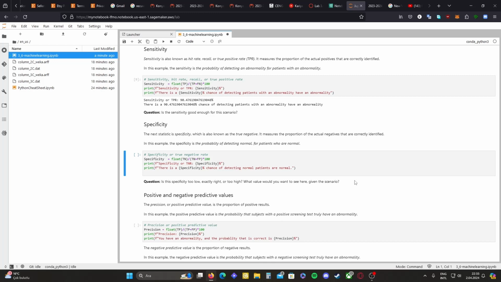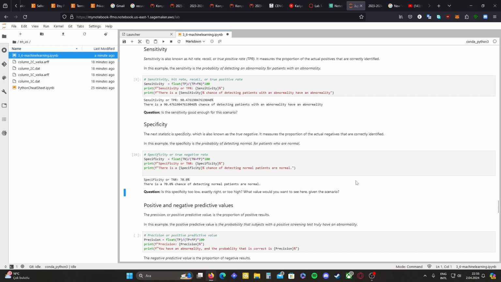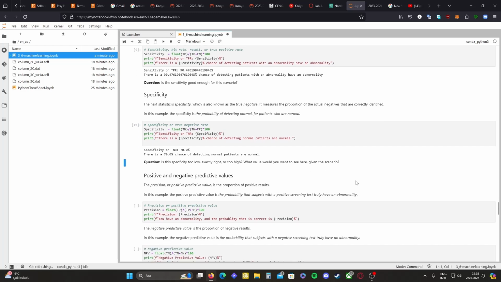The next statistic is specificity, which is also known as the true negative rate. It measures the proportion of actual negatives that are correctly identified. In this example, the specificity is the probability of detecting normal for patients who are normal, and we have a 70% chance of detecting normal patients as normal.